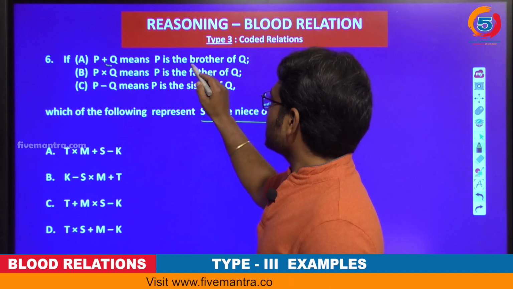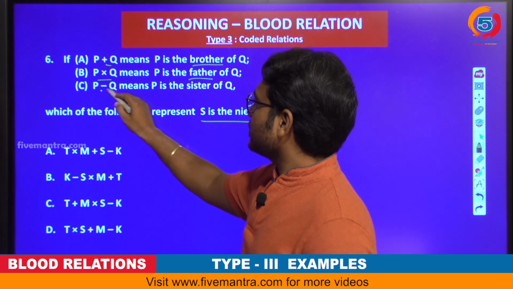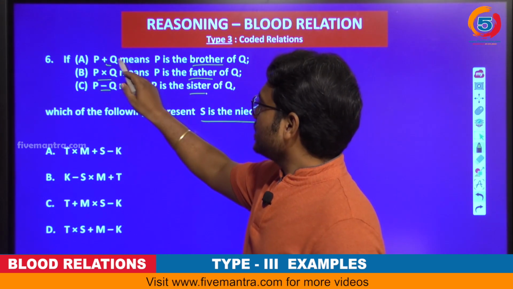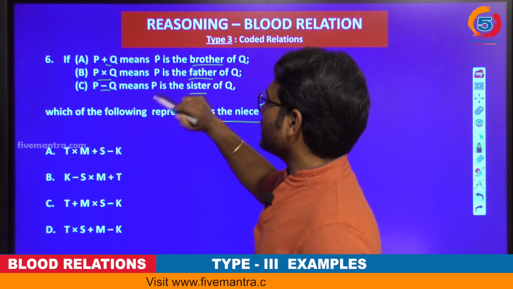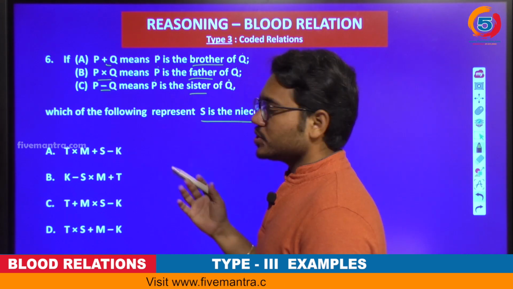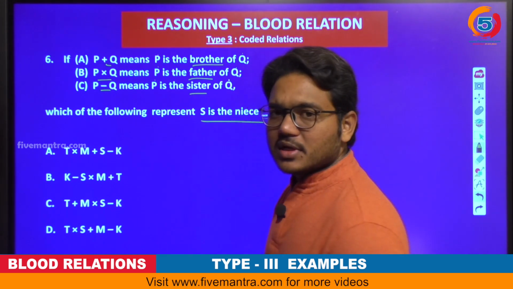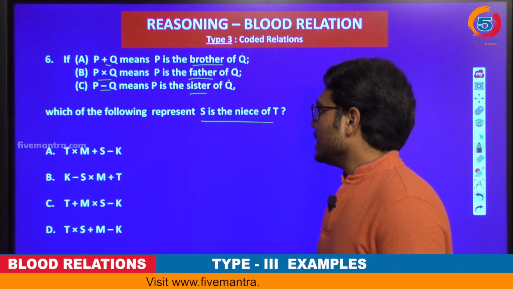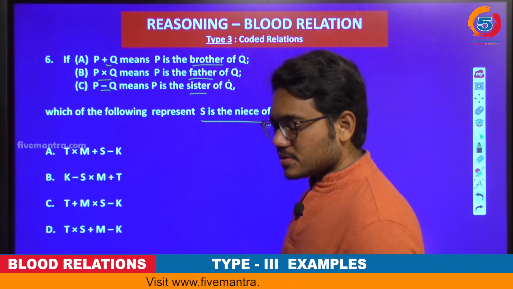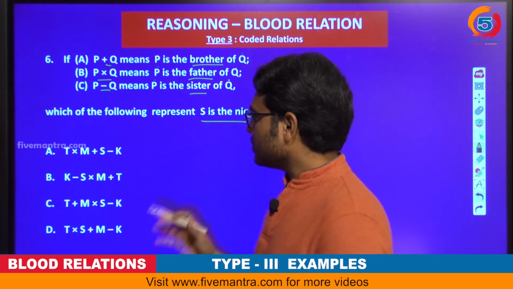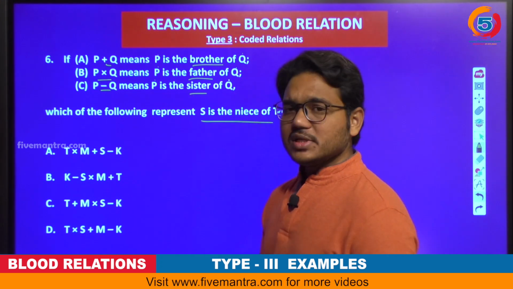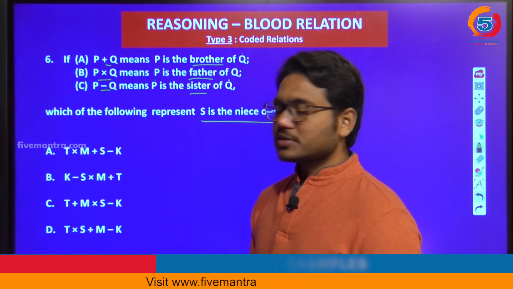Suppose plus is brother, cross is father, minus is sister. So whether the same sequence is followed. P is brother of Q, P falling first, then Q. P is the sister of Q. So there is no issue with the sequence. Then move ahead with our problem: which of the following represents S is the niece of T. Here also, if you draw a skeleton of this relationship tree and check, you can easily identify.